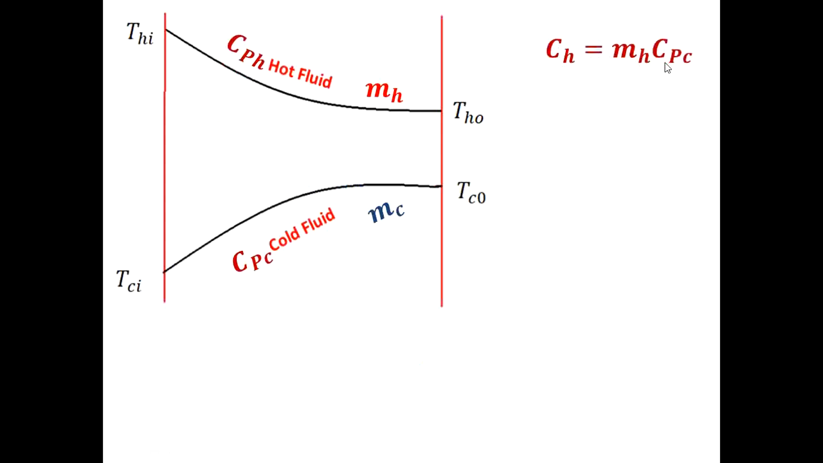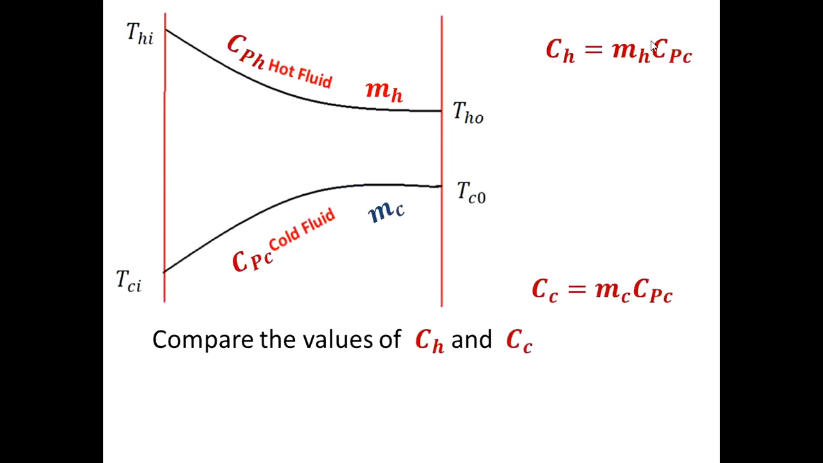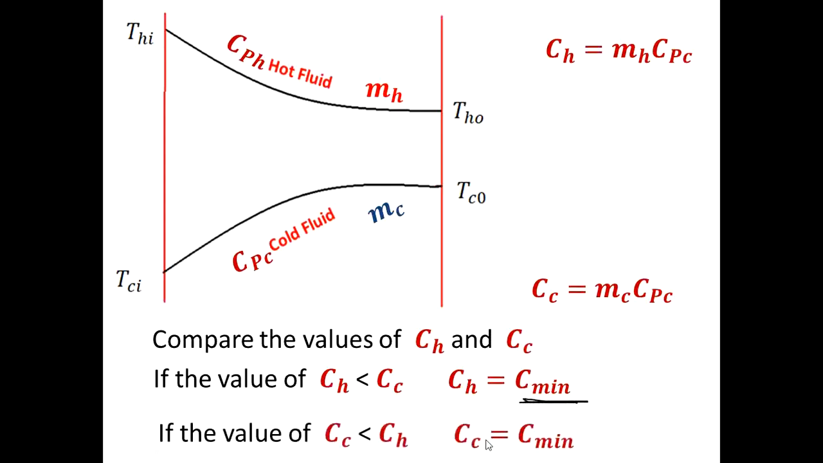CH is equal to MH into CPH. CC is equal to MC into CPC. Compare the values of CH and CC. If the value of CH is less than CC, then CH is the C minimum; otherwise CC will be the C minimum. This is a very important consideration before you start the problem.